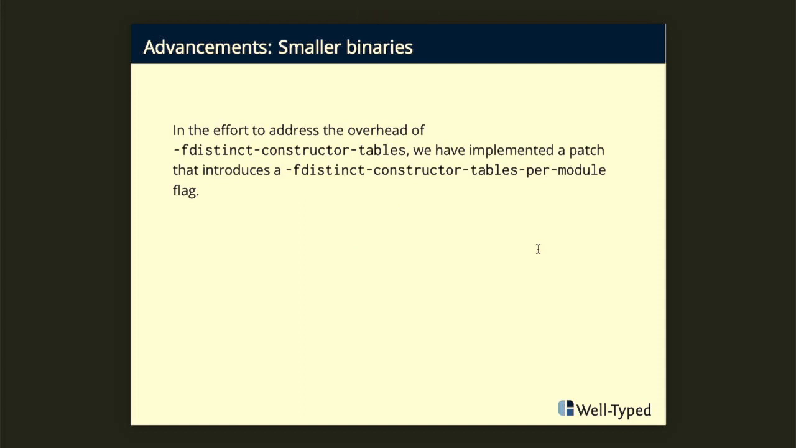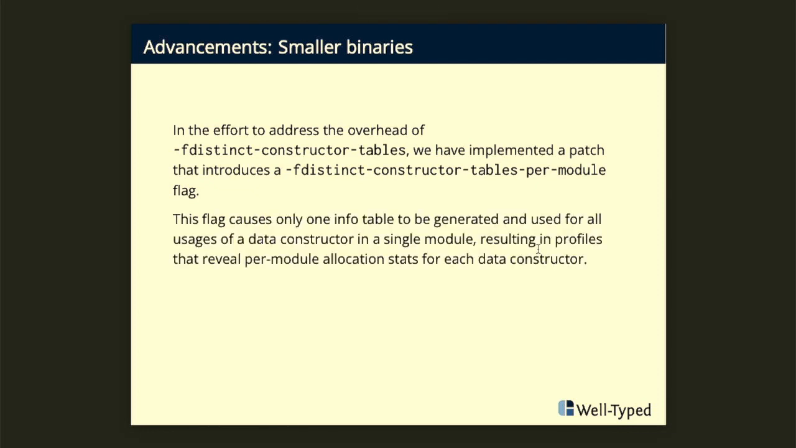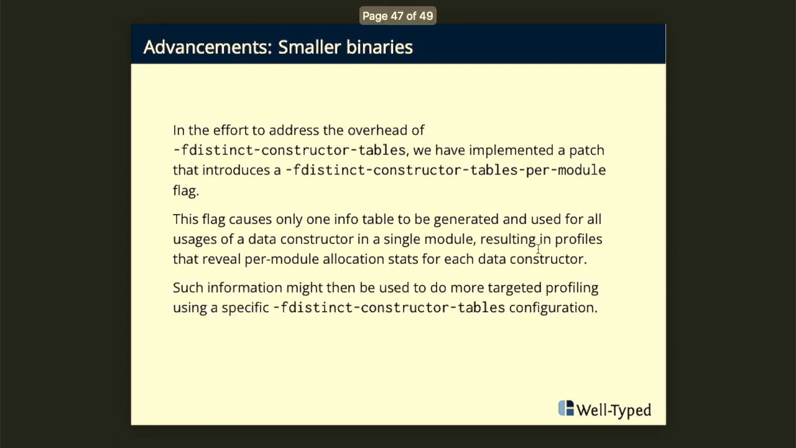And then also we've implemented a patch, but it's in progress, for doing distinct constructor tables per module, which causes only one info table to be generated for every usage of a data constructor in a module, which allows you to do a sort of per module profiling. You can know how much this constructor is being allocated in this module, but you don't have to go so low as the exact source location of that usage. So yeah, it's just a more coarse-grained sort of distinct constructor tables profile.